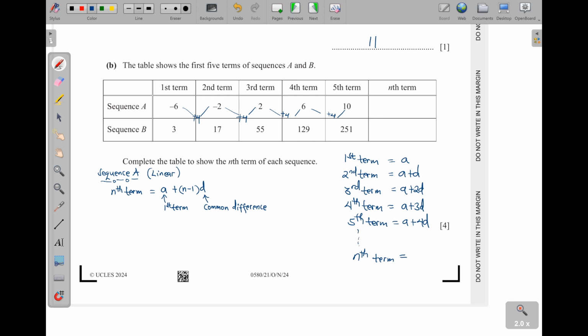you can see that all the terms have gotten the a, but I want you to see the multiples of d: 4, 3, 2, 1, 0. So that means they are subtracting a 1. So that's why we have n minus 1 times d here. Okay? So you just substitute. The first term is negative 6, then plus n minus 1. Common difference is a positive 4, so times 4, open the brackets. Negative 6 plus 4n minus 4. And this one will give us 4n minus 10.